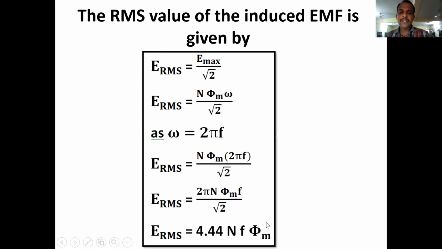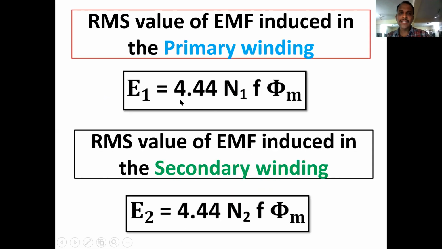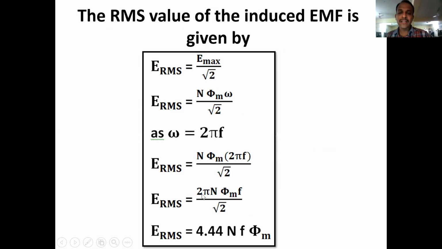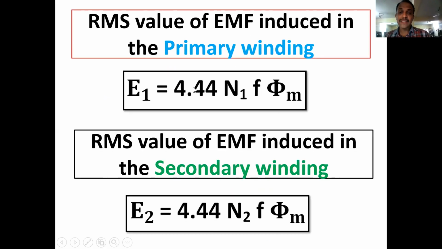So this is the RMS value being produced. Now I'll find out the EMF induced in the primary and also the secondary. The RMS value of the EMF induced for the primary winding is E1 = 4.44 N1 Φ f1, where N1 is the number of turns of the primary winding. Previously I got a generalized equation. Now I separate this equation for the primary as well as the secondary.